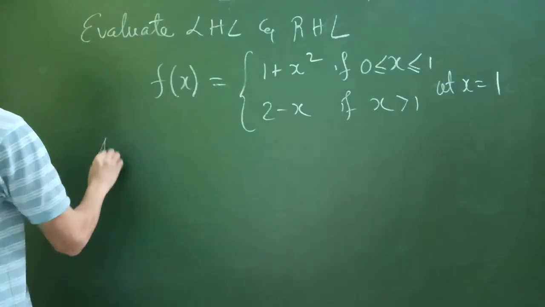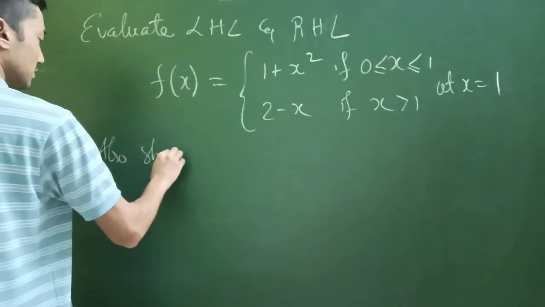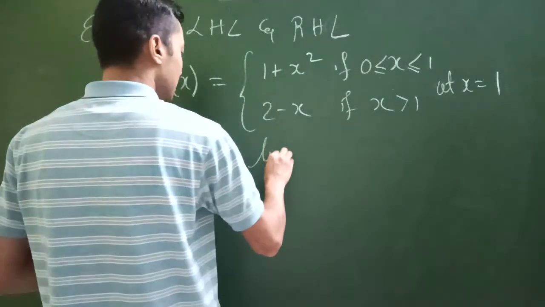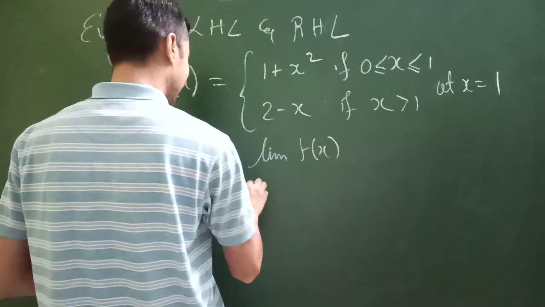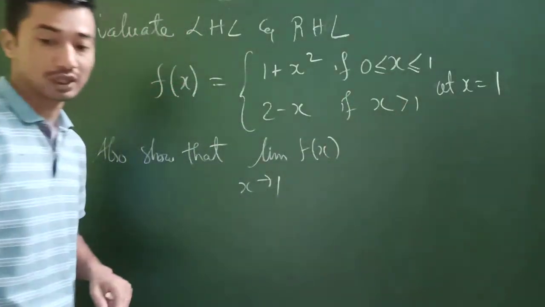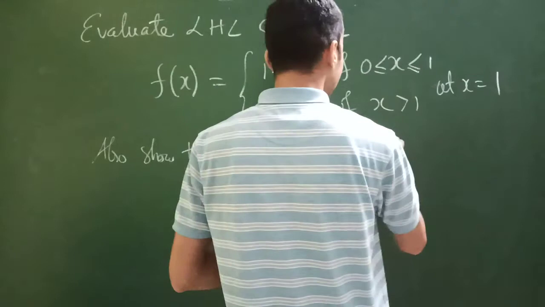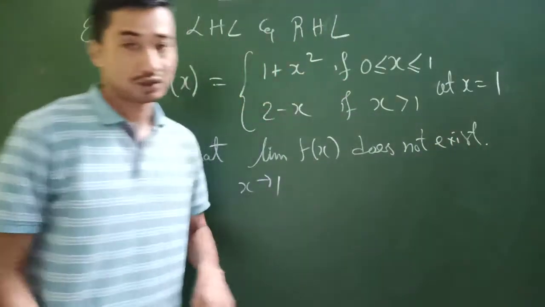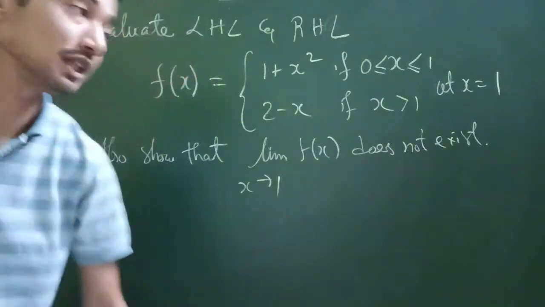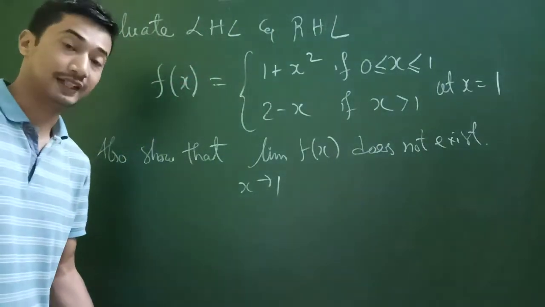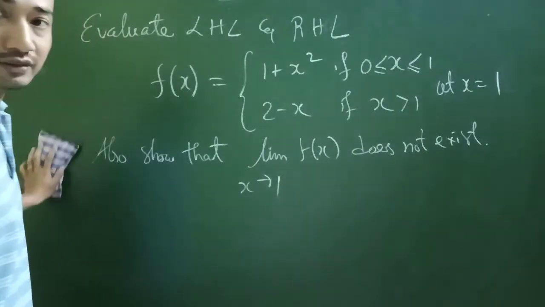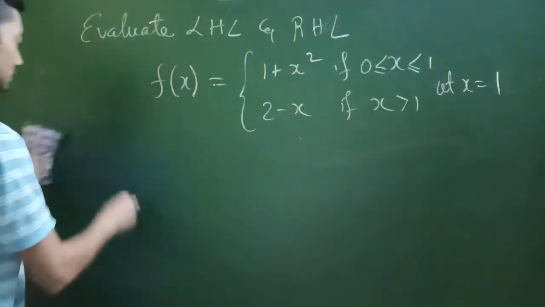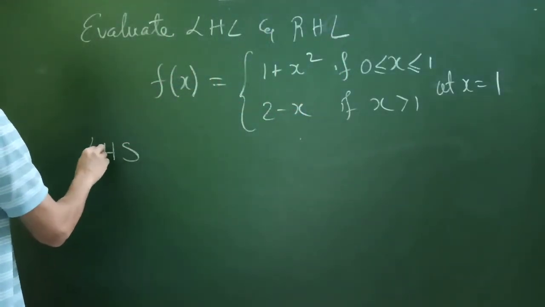And then we also have to show that the limiting value of this function as x tends to 1 does not exist. Does not exist simply means that your left hand limit and your right hand limit will not be the same. Alright? You can pause the video and write it down. I'm going to rub it off. So now how do we find out the left hand limit? Let's start with the left hand limit.